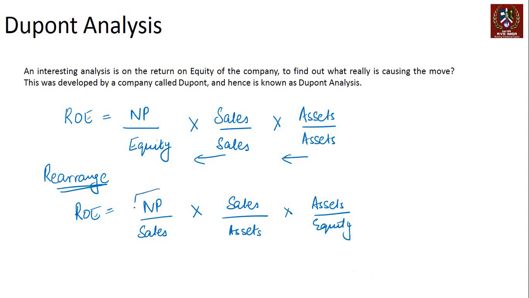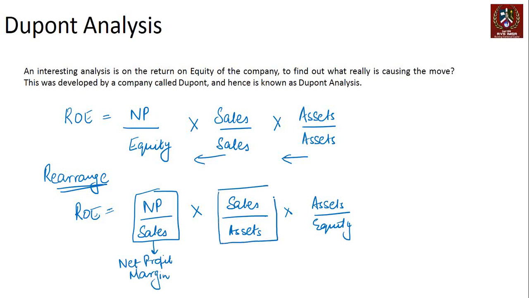What is the first term that we have just identified? That's nothing but our net profit margin, which talks about how profitable the company is. What is the second term that we have just identified? Sales by assets is nothing but the asset turnover ratio, which basically talks about how efficient the firm is, right?